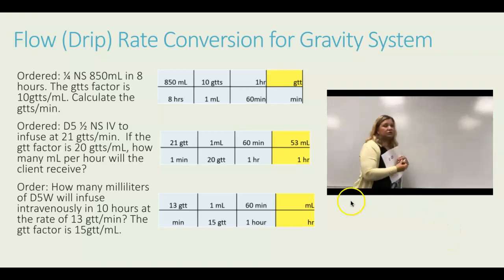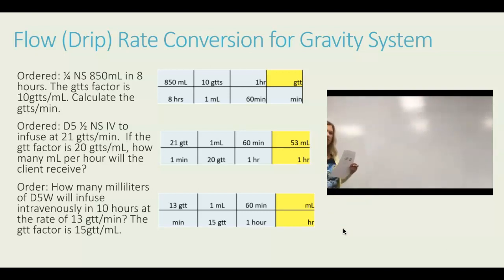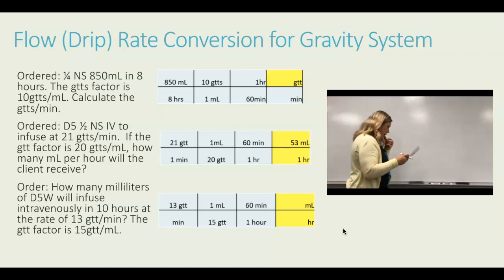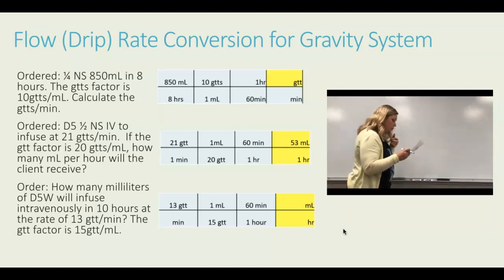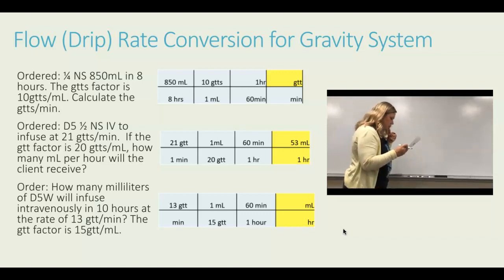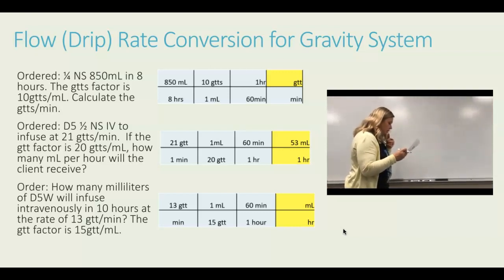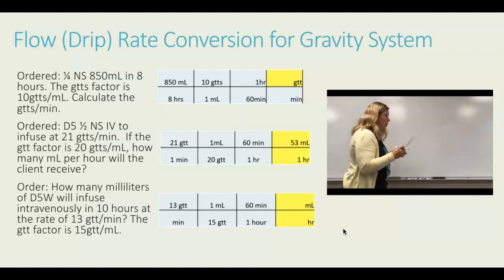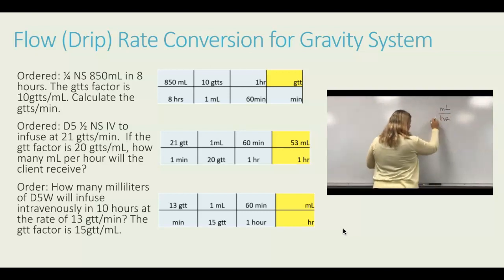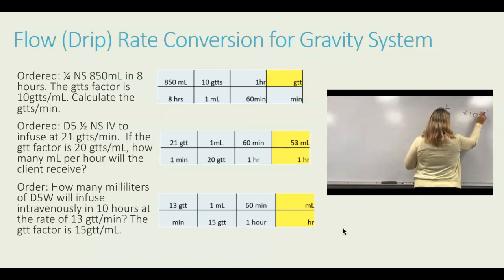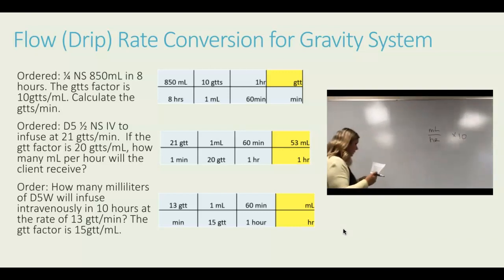I encourage you to practice. The more you do these, the more it just comes secondhand, okay? All right. Question number 3 of 3. How many milliliters of D5W will infuse in 10 hours at the rate of 13 drops per minute? The drop factor is 15 drops per mil. So we need to solve for milliliters per hour, okay? And then we'll multiply that times 10. So I need to get here, and then I can multiply that times 10 because it's asking for 10 hours.